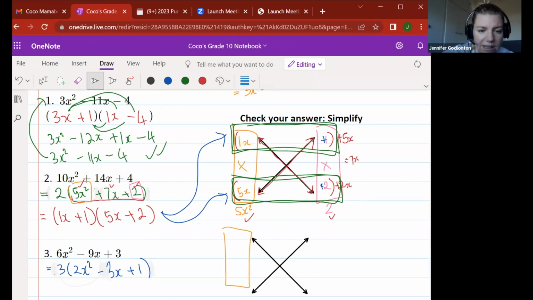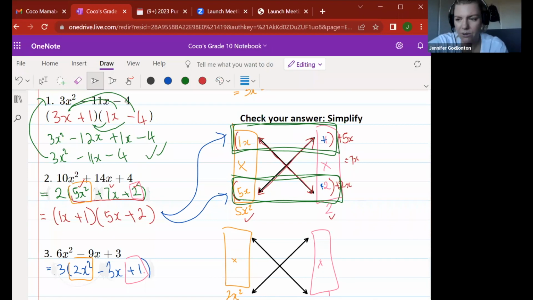So over here, these two together, when we multiply them, we need to get our 2x squared. And here, when we multiply them, we need to get 1. Okay, give that one a go. Let's see who can get this 100% right. Look at your signs very carefully. Try it out, guys.